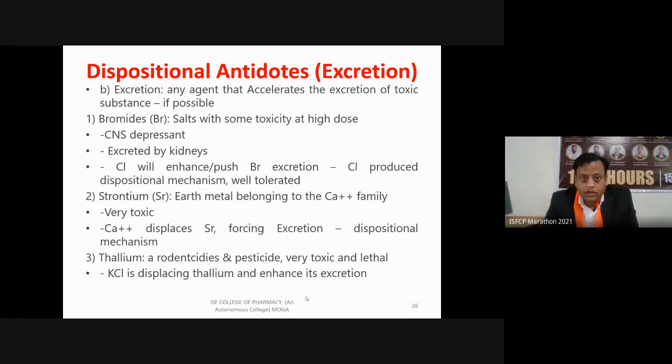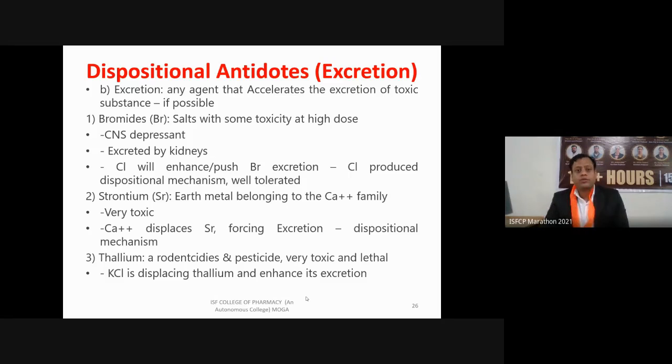Okay, so as we discussed, bromide salts produce a toxic effect in high doses, and that can be excreted by the kidney. Secondly, strontium, an earth metal belonging to the calcium family, is very toxic. When calcium ion replaces strontium by excretion, that forces the excretion of strontium. So it is also included under the dispositional mechanism. Next is thallium. Thallium, a rodenticide and pesticide, has a very toxic and lethal effect. So potassium chloride is used as a displacing agent and enhances the excretion.